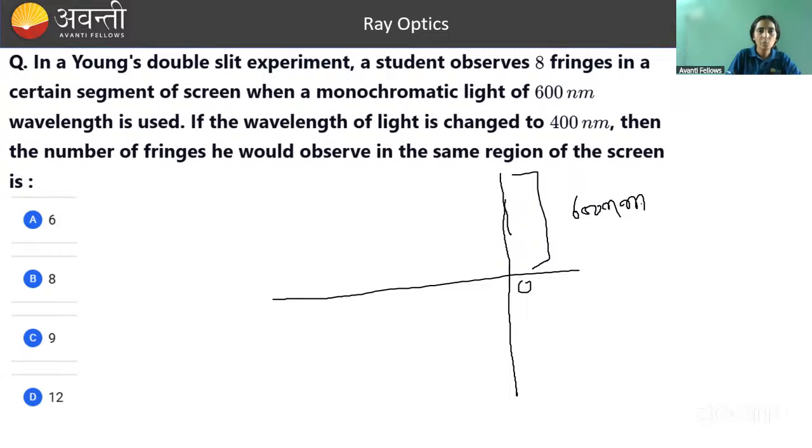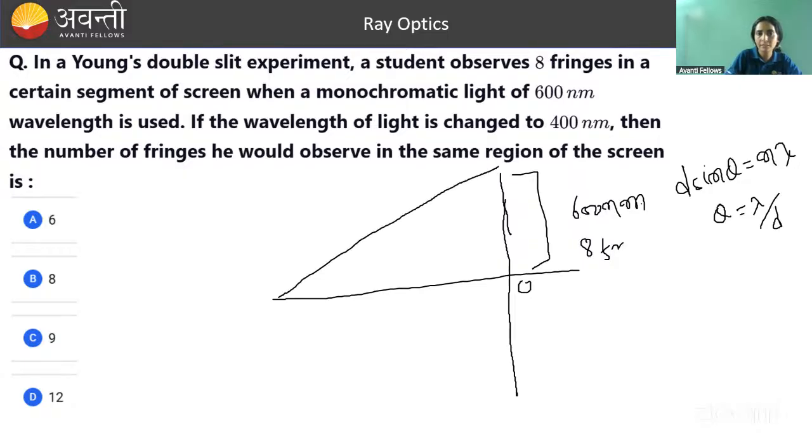ठीक है? So for one fringe, it will occupy how much angle? If you talk about first maxima, then d sine theta is equal to... Fringe means it's talking about maxima, okay? So d sine theta equals n lambda. For one maxima, we will occupy an angle of lambda by d. ठीक है? So for 8 fringes, how much angle are we going to occupy?